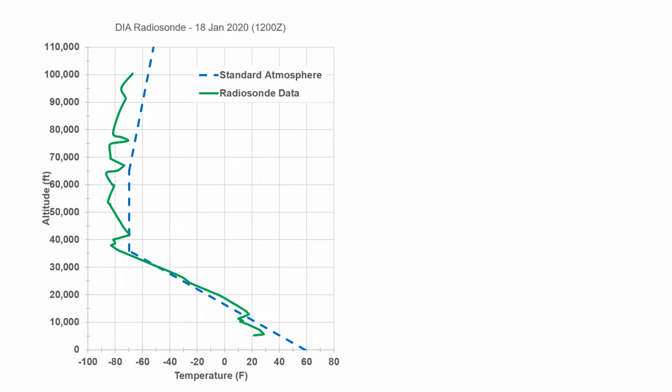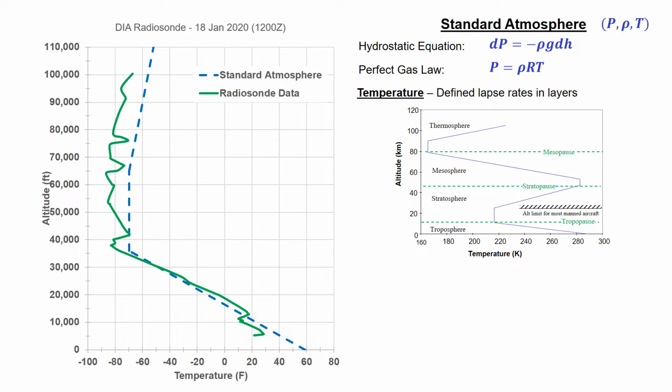So, interestingly enough, if you grab data, this is from Denver International Airport, and you compare it against the model, which is the blue dashed line, it follows it pretty darn close. The green line represents actual data from 18 January 2020. What is the atmosphere doing?